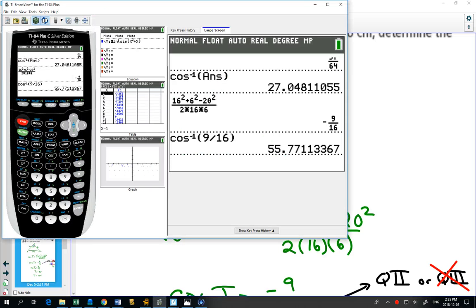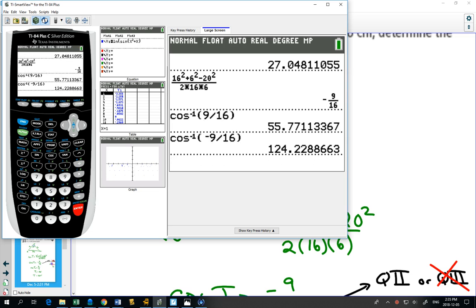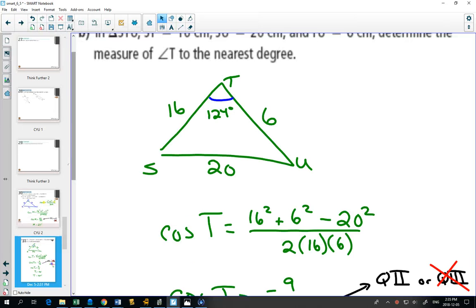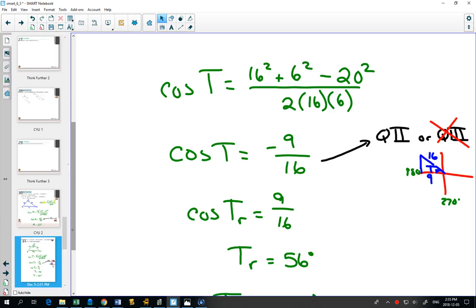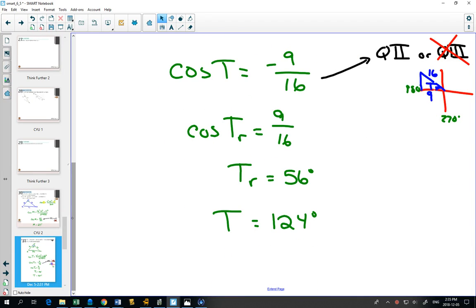Notice when you do cos inverse of negative 9 over 16, and this only works with cos inverse, it will give you the 124 degree angle in quadrant 2. That doesn't help you find an angle in quadrant 3 if you needed it. So again, I would recommend drawing out the triangle, finding your reference angle, and using that to solve for the actual angle in the triangle. Okay, questions for practice. Try these right now. Question 5 and 7.